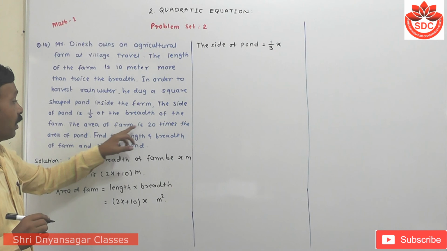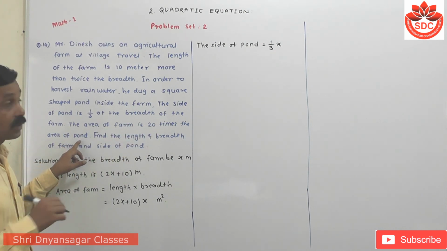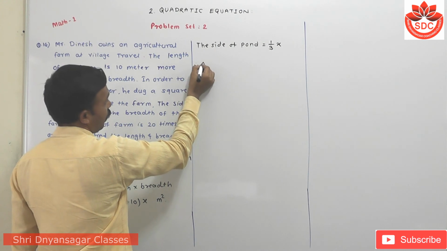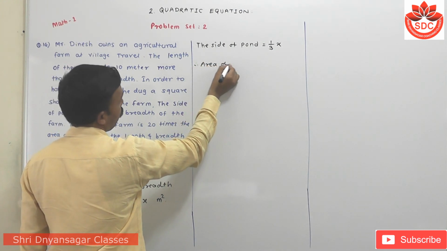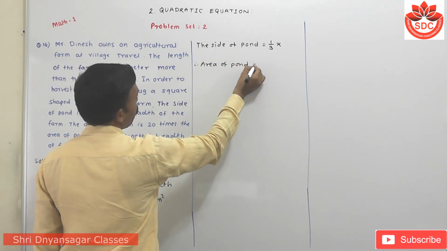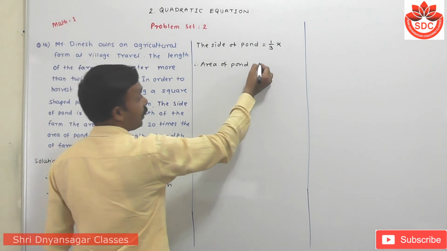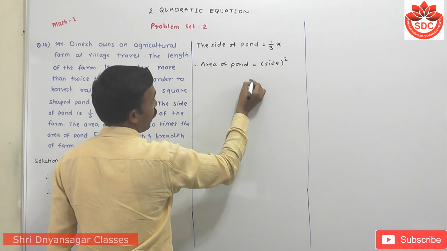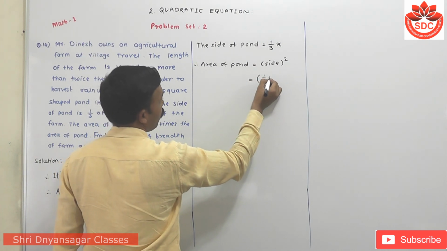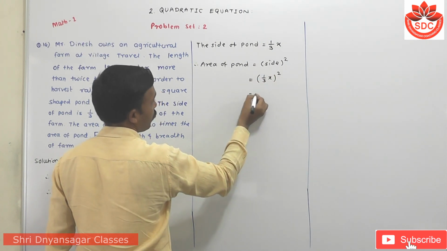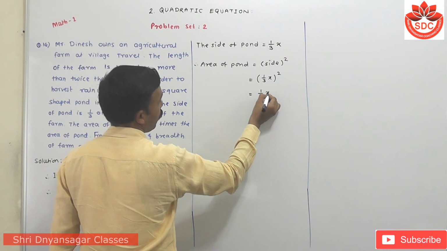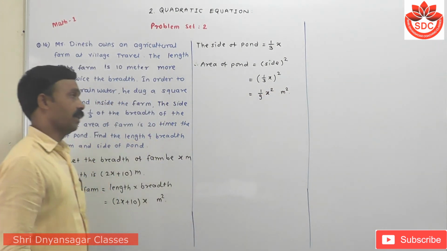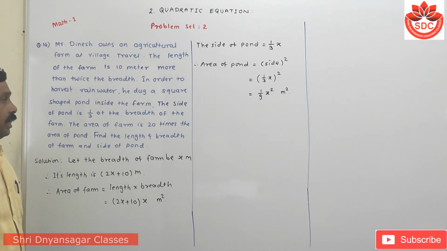The area of the farm is 20 times the area of the pond. So I have to find out the area of the pond. This pond is in square shape, so the area of the square means side square. This side is 1/3 into x, whole square, is equal to 1/9 x square meter. This is the unit. This is the area of the pond.